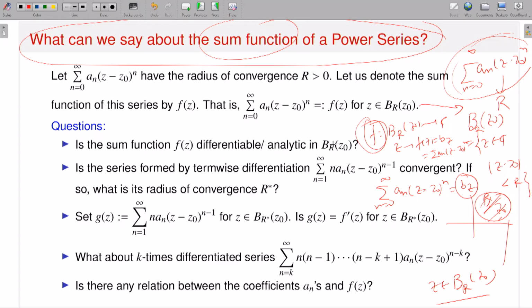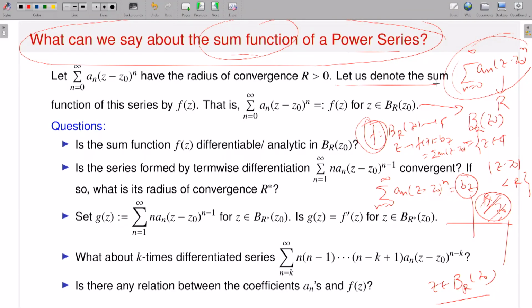Now since it is a function defined on the domain of convergence, I can talk about its analyticity and differentiability. Since I am dealing with a complex valued function on some nice domain, I can ask whether that function is analytic, whether it is differentiable, whether it is continuous. So those kinds of questions I can talk about. Given a power series, it has a radius of convergence, and on the domain of convergence the sum function makes sense. Then what can I say about its analyticity, differentiability and continuity? Okay, so that's the target.